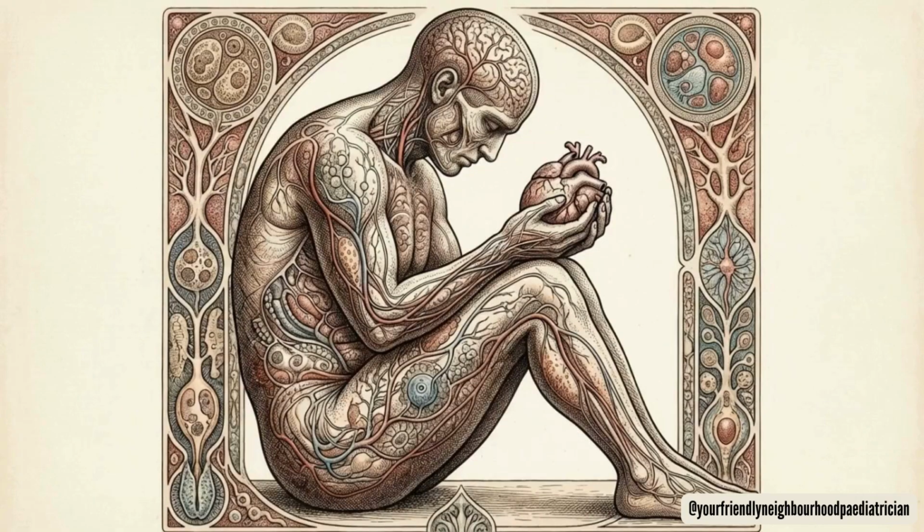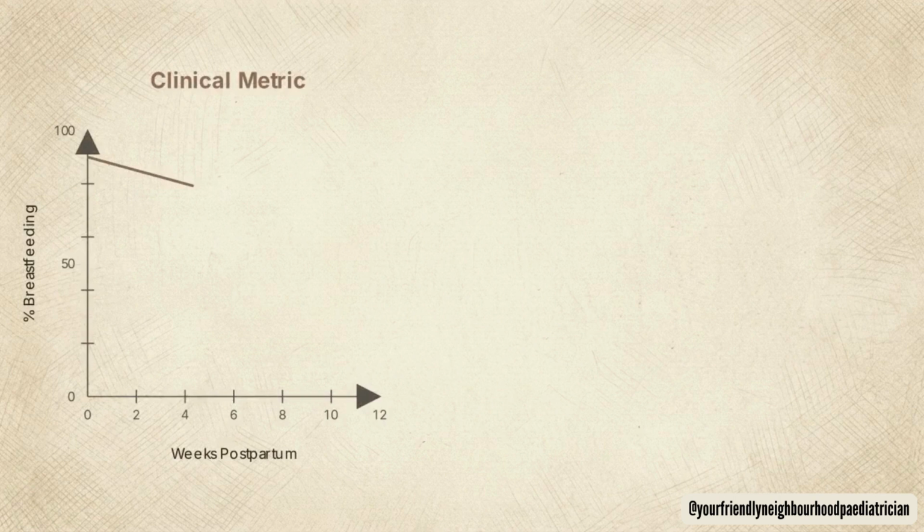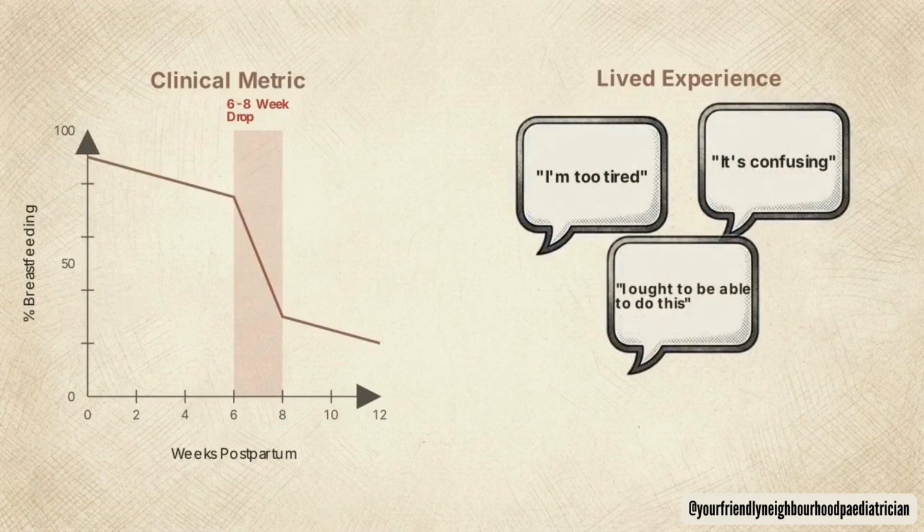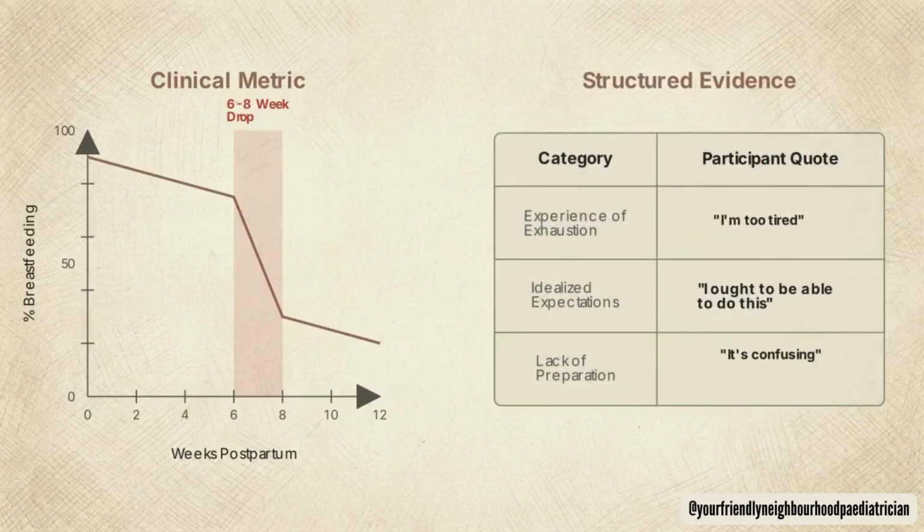But quantitative data fails entirely to explain the why. A falling line on a chart cannot tell us what a mother is feeling or the exact sequence of events that led her to stop breastfeeding. Researchers rely on qualitative research to decode the subjective realities driving these dropping metrics. This is the process of taking messy, lived experiences, their exhaustion, their confusion, and structuring them into actionable data.